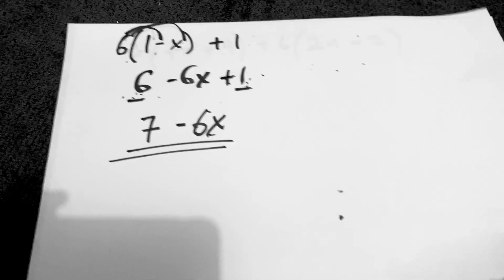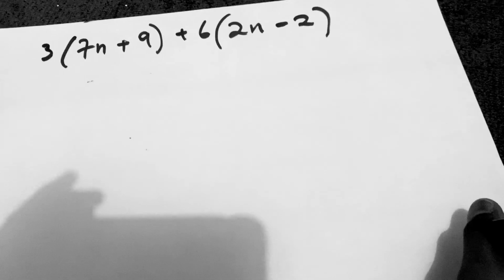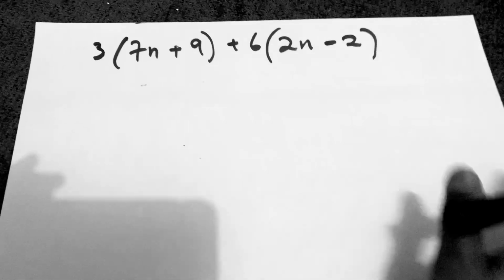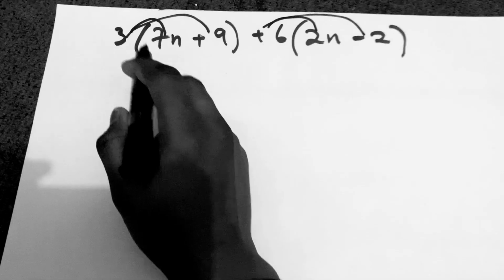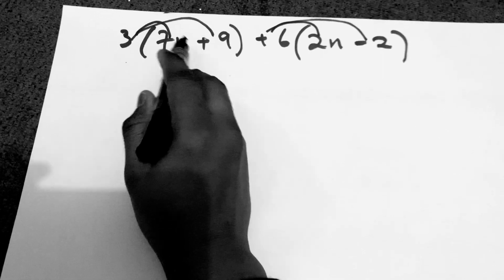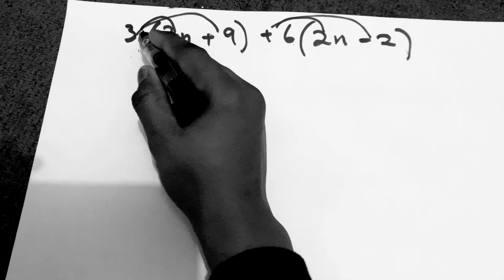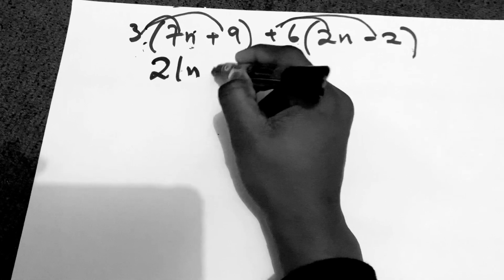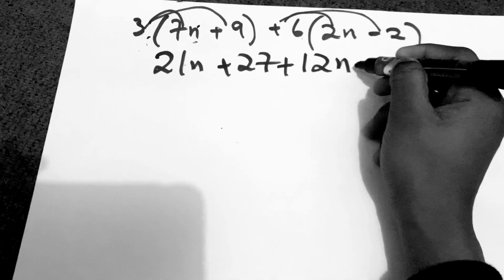Now, let's go to our last question. This is also not an equation because it doesn't have an equal to sign, so you still want to do the same thing, the FOIL method. 3 multiplies everything here and 6 multiplies everything here. So 3 times 7n should be 21n. 3 times 9 should be 27. 6 times 2n should be 12n. And 6 times negative 12.